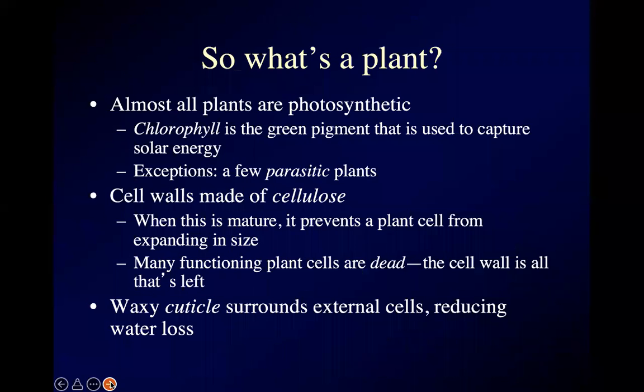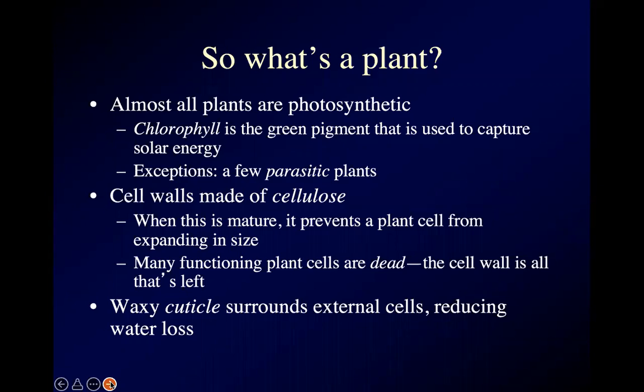So let's look at the plants. Almost all plants, with a few exceptions, are photosynthetic, and they use a compound called chlorophyll. Chlorophyll is able to do this really neat chemical trick where it picks up energy from sunlight and is able to use that energy to drive the plant's, ultimately to drive the plant's metabolism. And chlorophyll, by the way, looks green. This is why leaves look green.